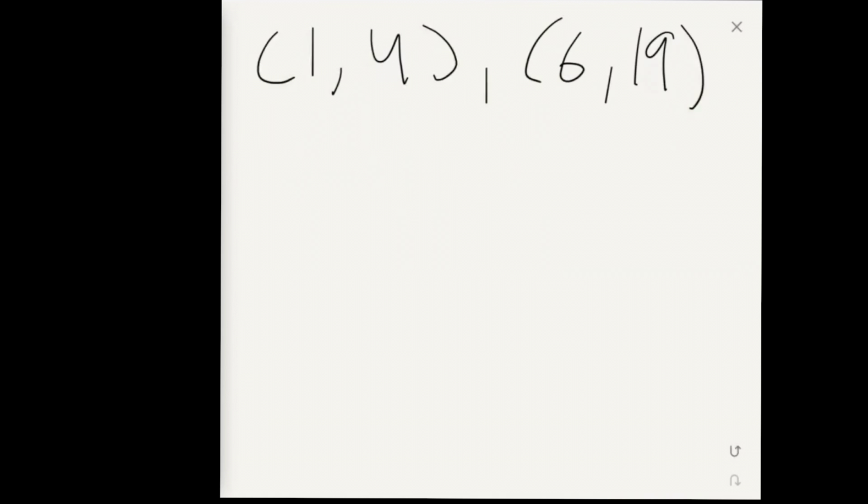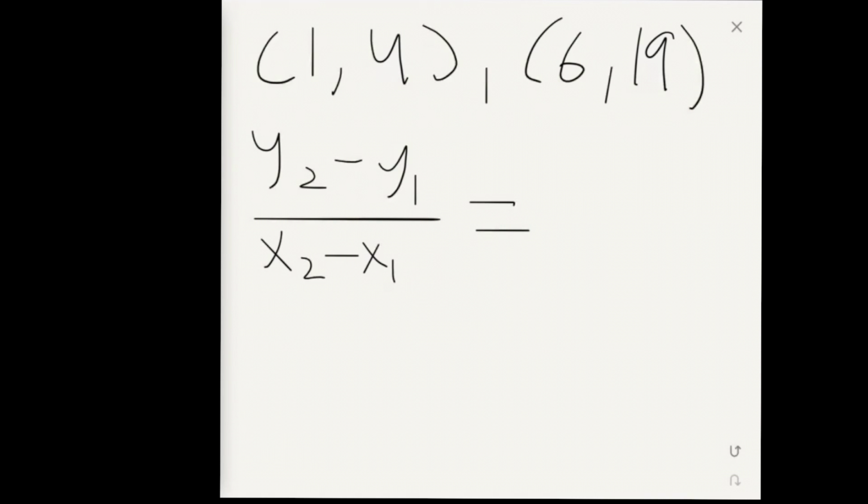Suppose we want to find the line that passes through the point 1, 4, and 6, 19. So how do you use these 2 points and put it in point slope form? First, we use the 2 points to find the slope. By now, you should be able to do this pretty quickly. So y2 minus y1 over x2 minus x1 is the equation for slope. And you get 19 minus 4 over 6 minus 1, which is equal to 19 minus 4 is 15 over 6 minus 1 is 5, so it's 3.